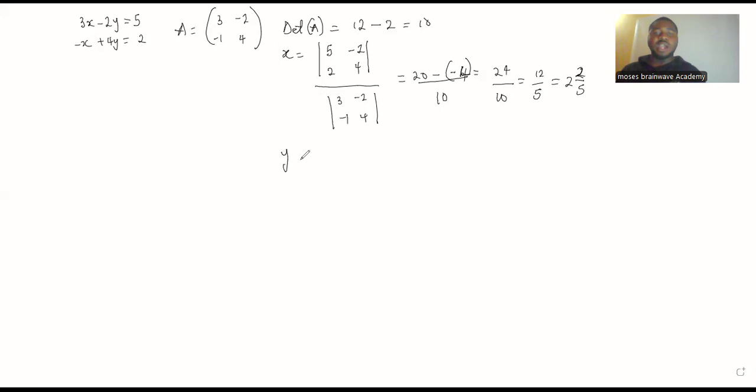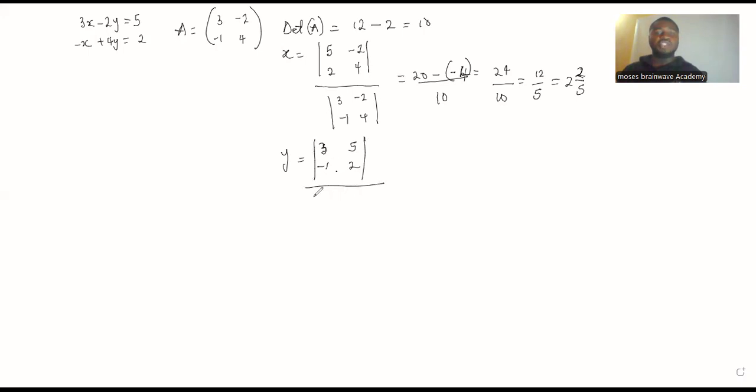Fantastic. So now to get y is the same thing as taking this particular column to replace the column for y. So we have minus 3, it's not minus 3, pardon. It's not minus 3, it's 3. So this is 3, but here is negative 1. 3, negative 1. Instead of y, I'll put 5 and 2.